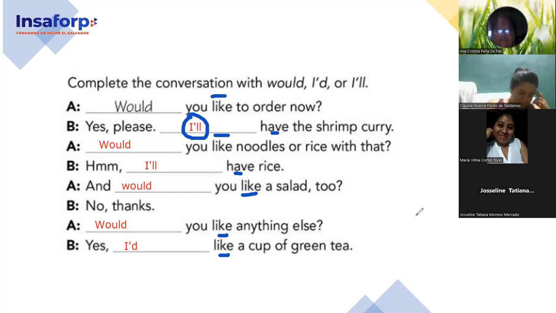I hope that we can get a little bit of time tomorrow so we can practice more of this and have more examples about it. One more time: we use would when we have the verb like. And if I have the verb have, I need to use will. So, I will have rice. But if the expression has the verb like, I need to use would. I'd like a cup of green tea.